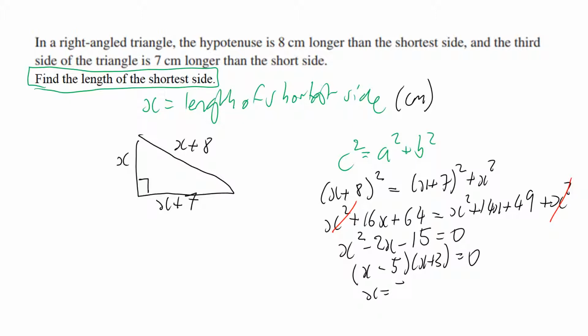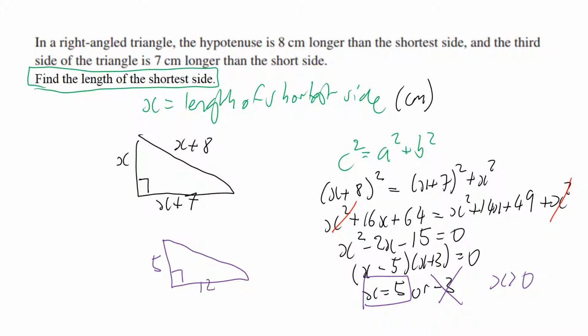x is equal to 5 or negative 3, but of course I reject the negative because again it's a situation where my values must be positive. So what is x? The shortest side length in this right angle triangle is indeed 5. In fact, let's just refer back to this situation. We're dealing with a triangle of side lengths 5, 12 and 13. And of course that's one of our famous Pythagorean triads.